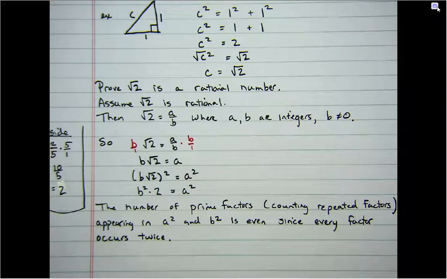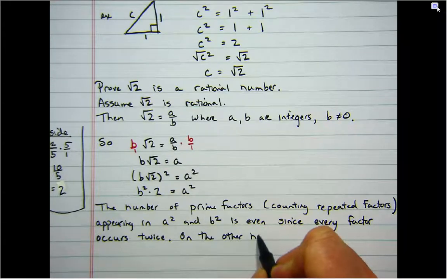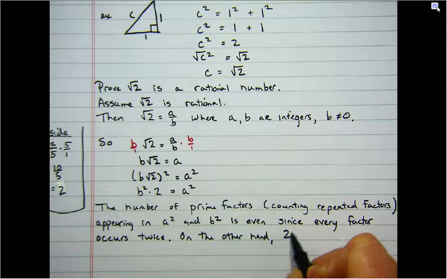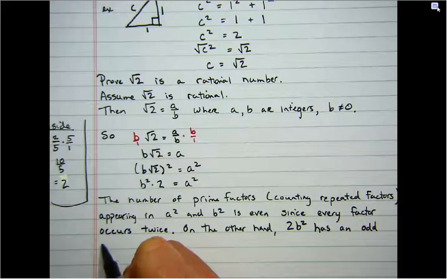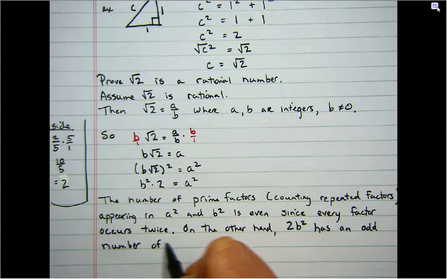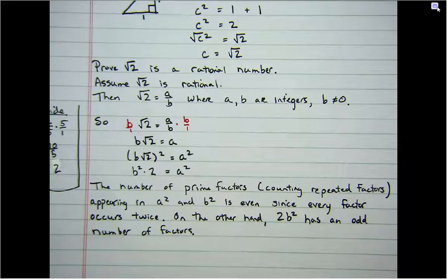Okay, let's keep going then. On the other hand, two b squared has an odd number of factors. Two b squared has an odd number of factors because there's the even number of factors from b squared, the b times b, so you have an even number of factors there. And then there's an extra 2. So there's an odd number of factors in the 2b squared and an even number of factors in the a squared. Why is that a problem?